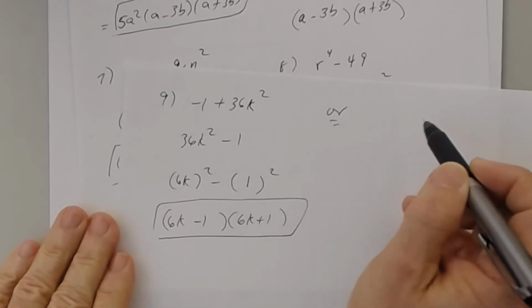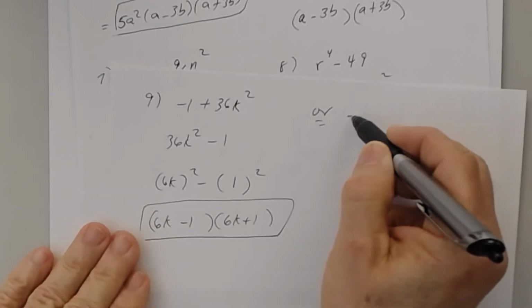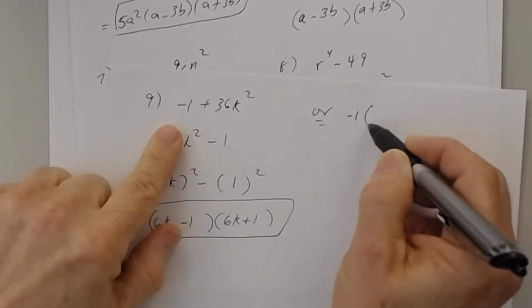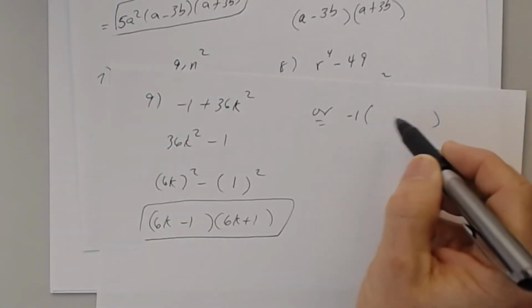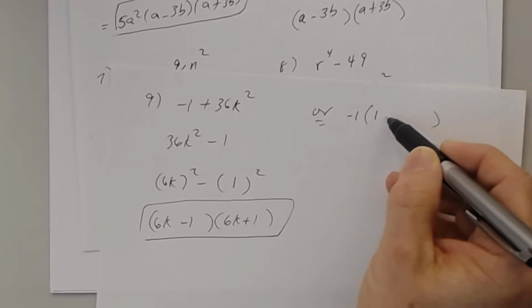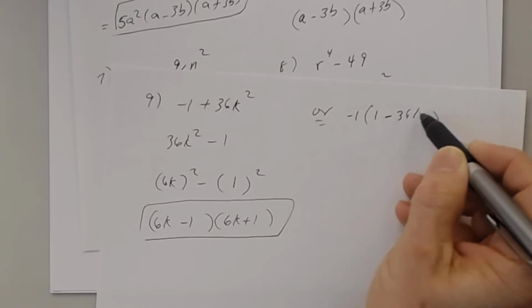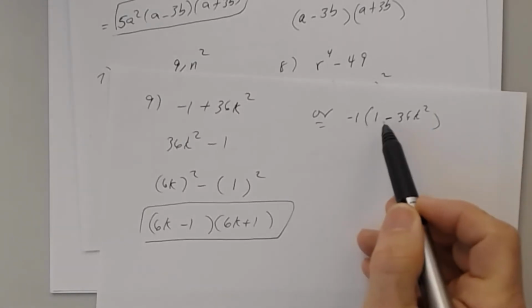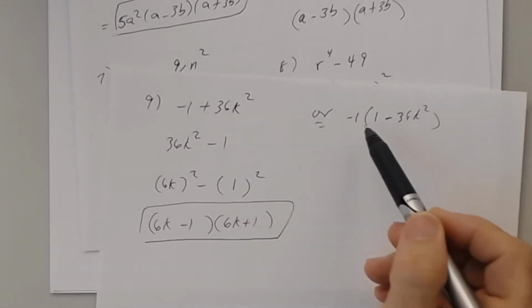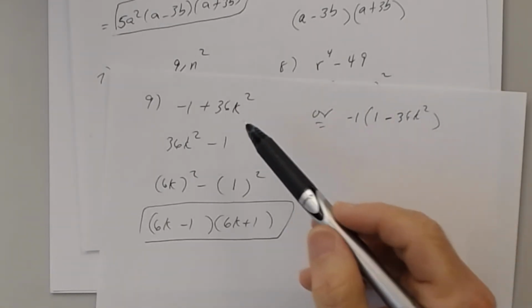So you may say, well, I'm going to factor out a negative 1 instead. Well, that's fine. Let's see what we get. So that's going to be negative 1 times what, though? 1. What else? Minus 36k squared. Because a negative 1 times 1 is a negative 1. A negative 1 times a negative 36k squared is a positive 36k squared.